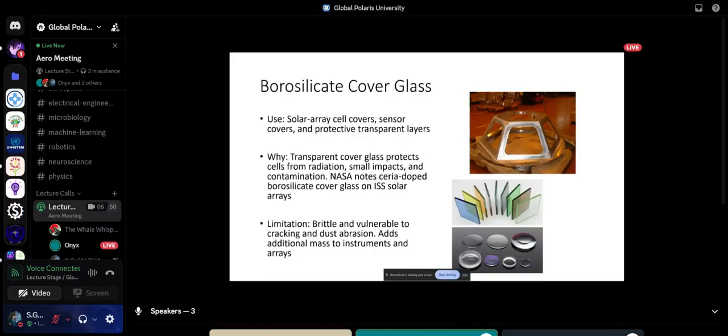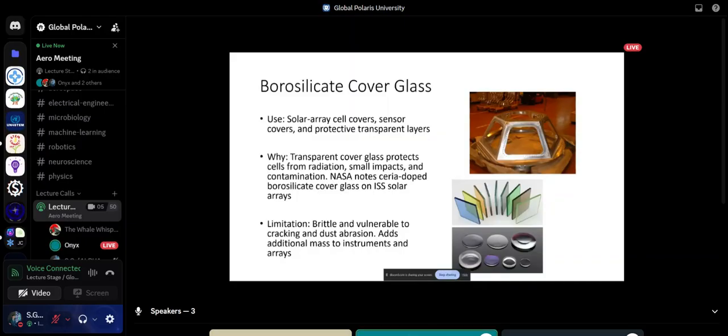Our next will be borosilicate cover glass. Fun fact, they use this on the ISS for their solar arrays and some instruments like sensors, for example, as a small little cover. But the main use is essentially, as I described, a cover for equipment that is relatively sensitive or can even have failure if there is a level of destruction on it, whether it's from a very fine dust particle or very, very small meteorite.